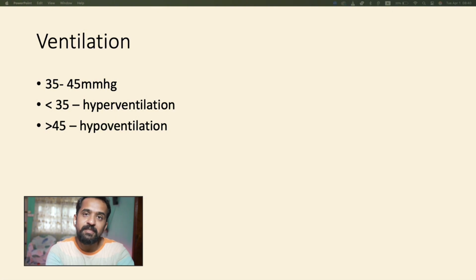The next part is very simple. It's the CO2. Ventilation is determined by the CO2, right? The normal is 35 to 45. Anything less than 35, you're hyperventilating. Anything more than 45, you are hypoventilating. And this is very important in those cases like COPD.